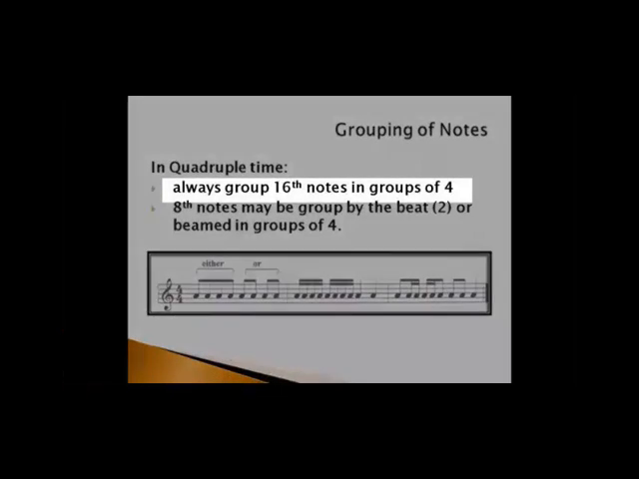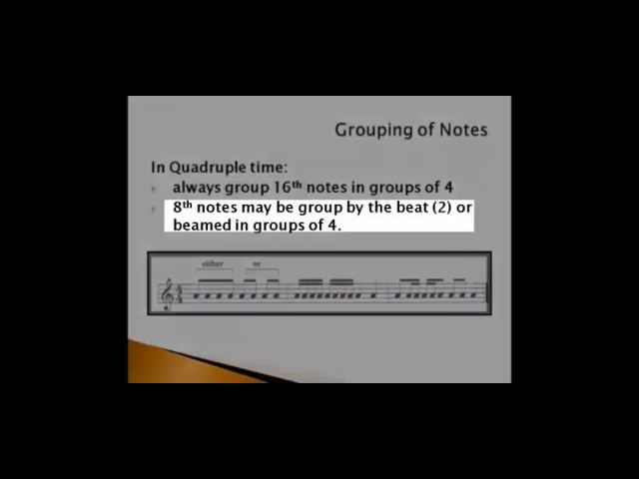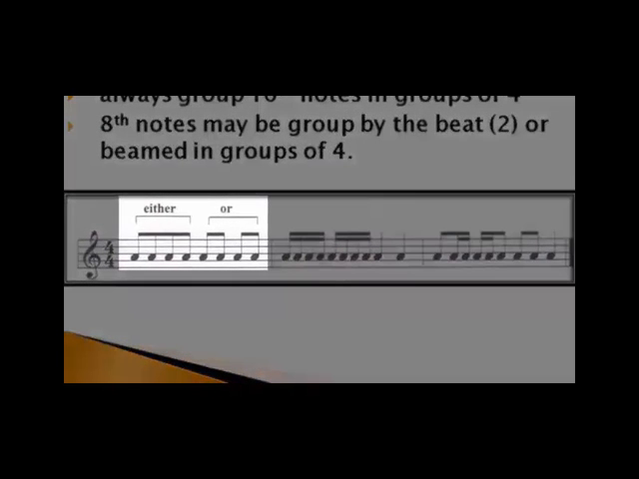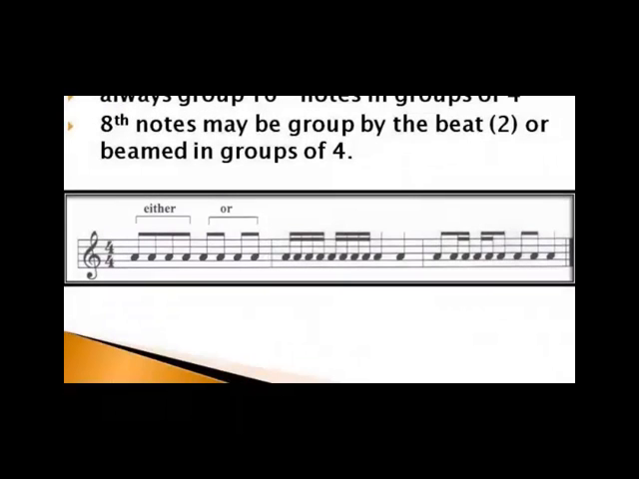When you're in quadruple time, you're going to group your 16th notes in groups of 4 that will make 1 beat. The 8th notes can either be beamed in groups of 2 or in groups of 4. So you see on your slide, in 4/4 time, you could do all 4 8th notes together, or you could do 2 8th notes and 2 8th notes.